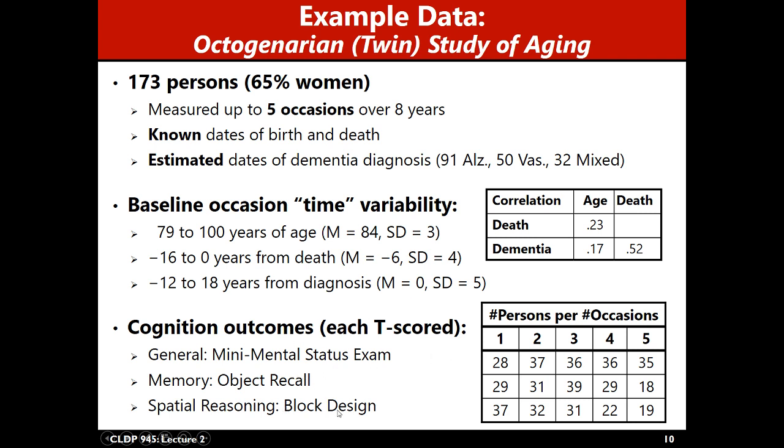And I have 3 different measures that I'm looking at to give as an example. One is mini mental status, which is a very generic, fairly crappy measure that's used to screen for dementia. And so it's somewhat tautological in that the dementia diagnosis is predicated on that DV going down. We also have a measure of memory and a measure of block design, which is spatial reasoning.